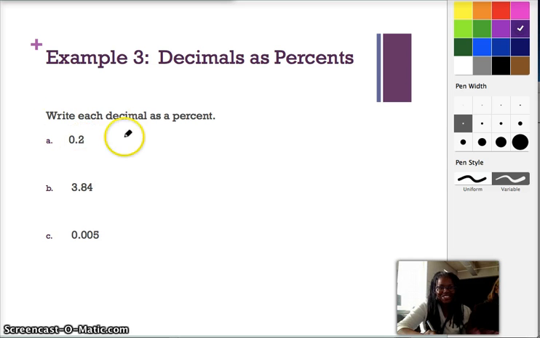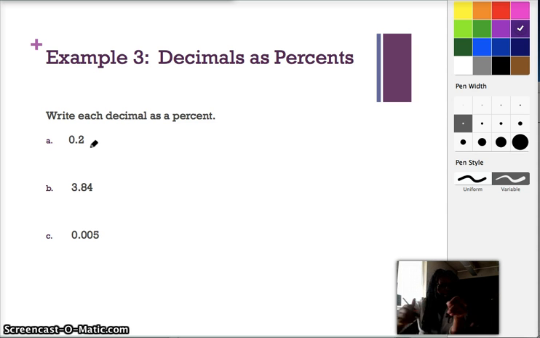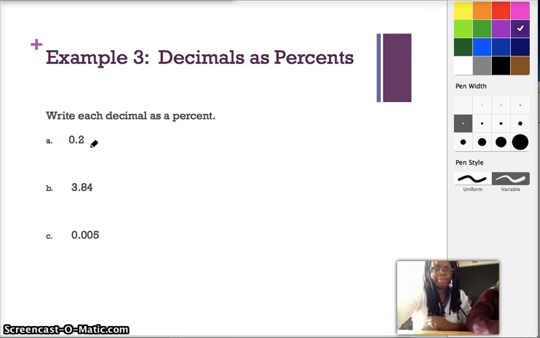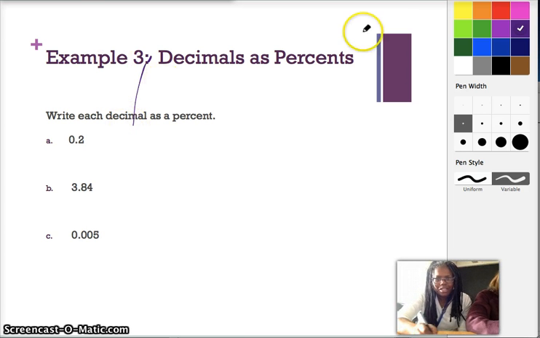All right, so write each decimal as a percent. I hope that this is really straightforward. So when we went from percent to decimal, we moved it 2 spaces to the left. When we go from decimal to percent, we're going to move it 2 spaces to the right. And this is where the right and left thing makes no sense. You know what I mean? Okay. All right, good people. Oh, sorry about the stray mark.